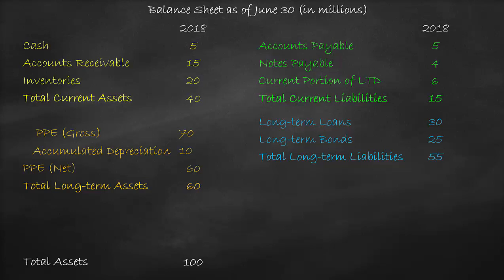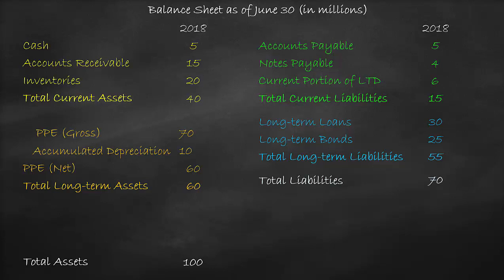Therefore, total liabilities is the sum of current liabilities plus non-current liabilities. Total liabilities is $15 million plus $55 million, which equals $70 million in total.